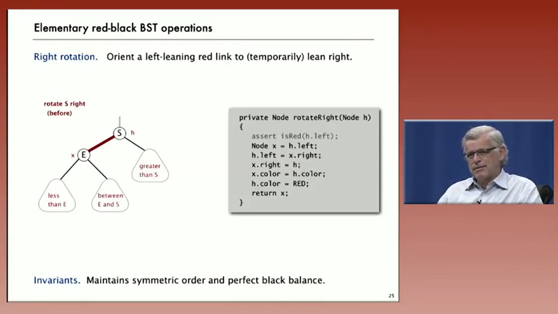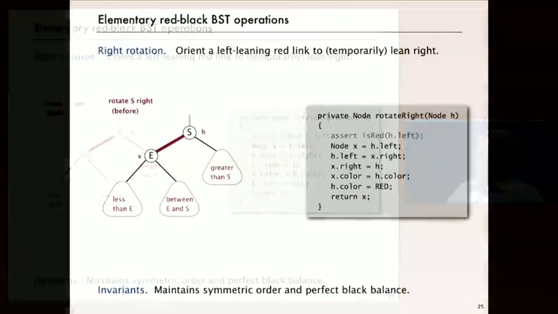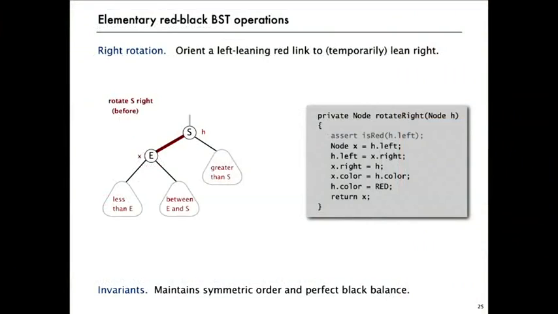Now, paradoxically, and you'll see why very soon, it also turns out that to get the insertion done properly, we sometimes need to take a left-leaning red link and temporarily make it lean right. Later on, we'll get it back to the left again, but anyway, that's a basic operation that we sometimes need. And so that's just the symmetric code to the code that we just did.